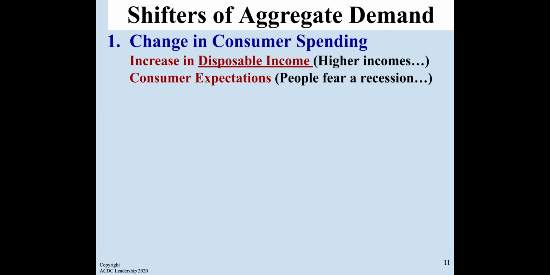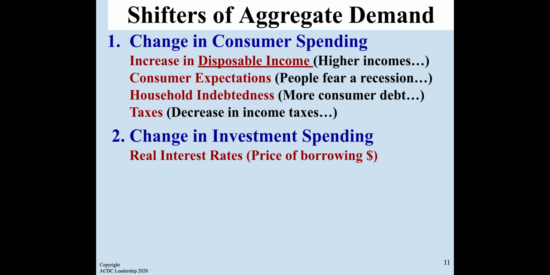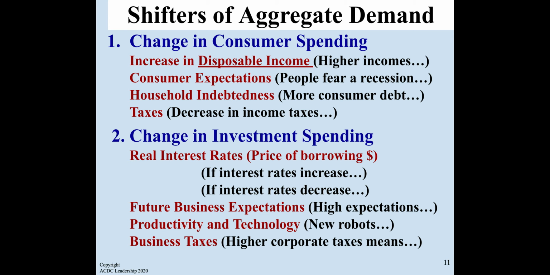So here are the shifters. Changes in every one of the components. So if there's a change in consumer spending, things like an increase in disposable income or consumer expectations or household indebtedness or taxes. If there's a change in investment spending, again, either way, increase or decrease: real interest rates, future business expectations, productivity and technology, business taxes.